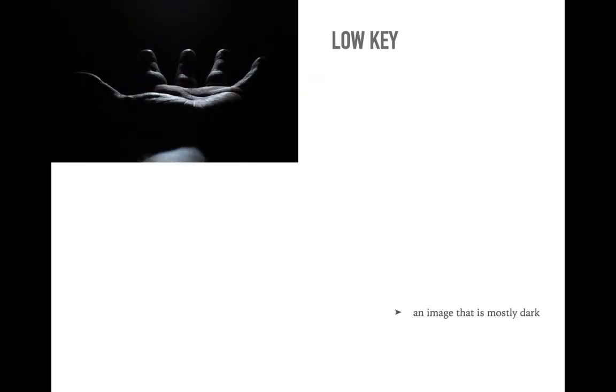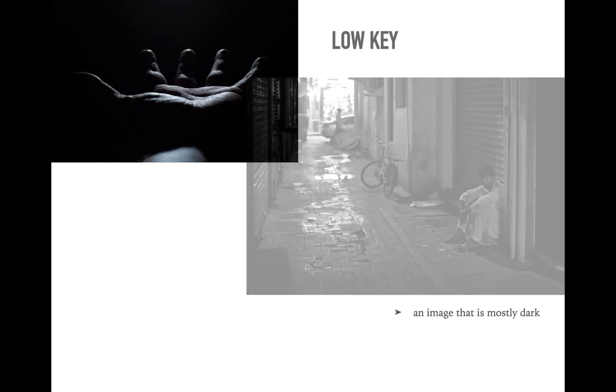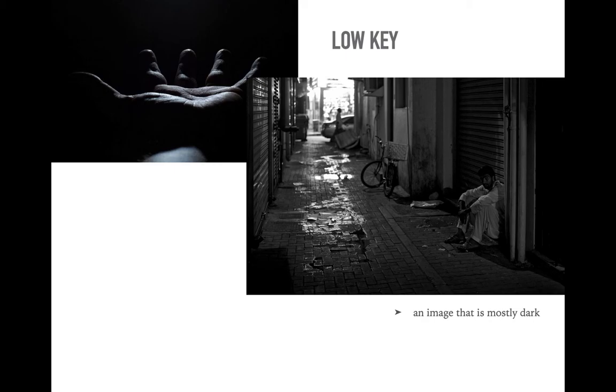Low key, on the other hand, is an image that's mostly dark. So this image is mostly dark. It's also high contrast. This is low key, mostly dark. High contrast, there's big jumps in between dark and light. This picture is low key, it's mostly dark, but there's a lot of middle values here. So we have a lot of middle grays in between dark and light.